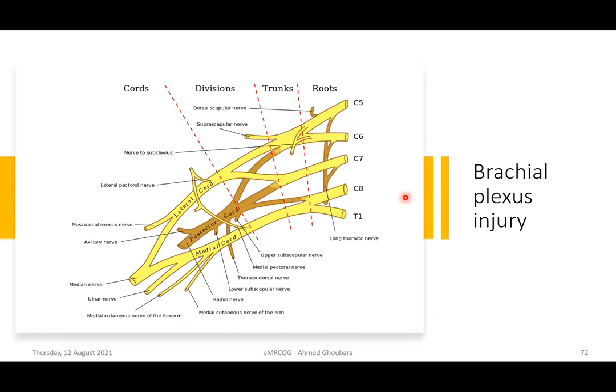So first, brachial plexus injury. Brachial plexus, you don't need to know everything, okay? You just need to know that we have C5, C6, C7, C8, and T1. C7 has nothing to do with us. So we're dealing with the upper two roots and lower two roots. Upper two roots, C5 and C6, are responsible for Erb's palsy. C8 and T1 are responsible for Klumpke's palsy. So we have upper two, lower two. Forget about C7. C5, C6, C8, T1. Okay?